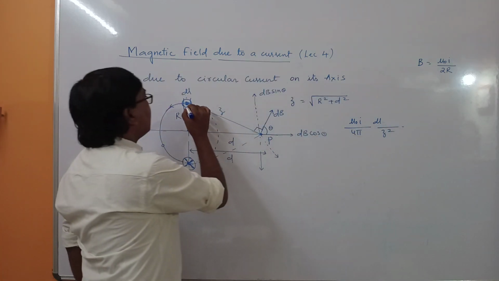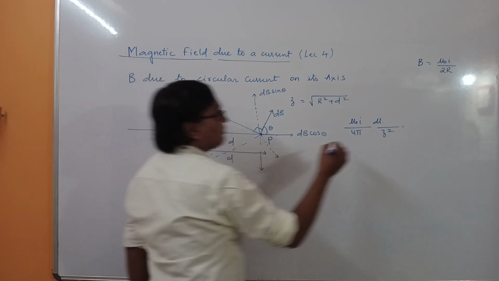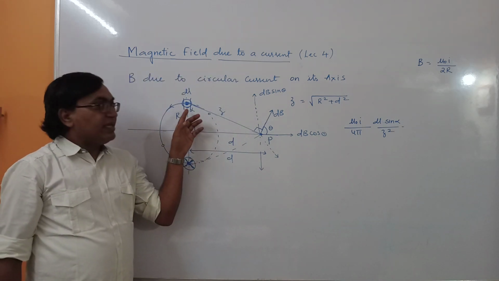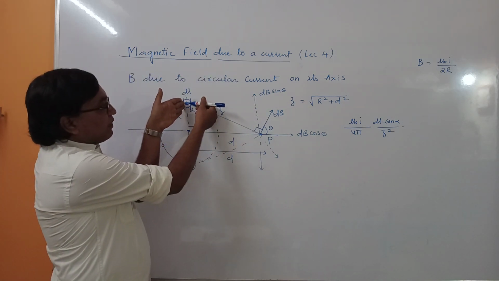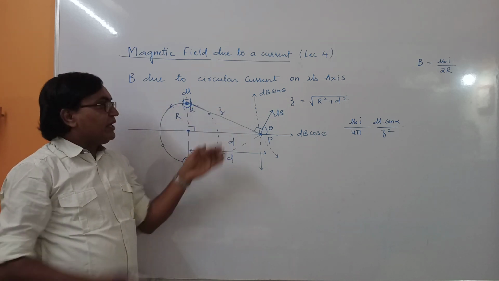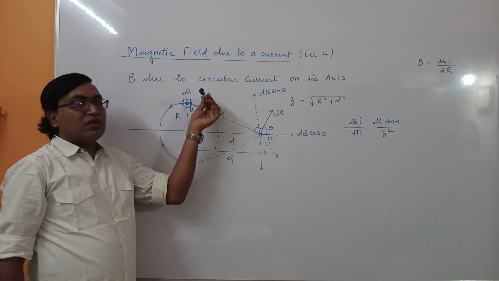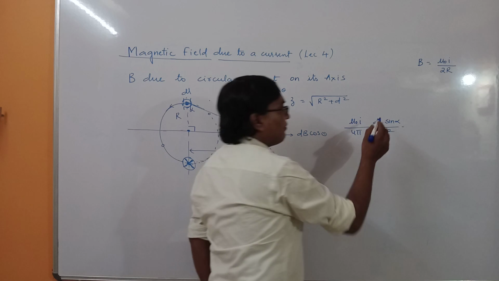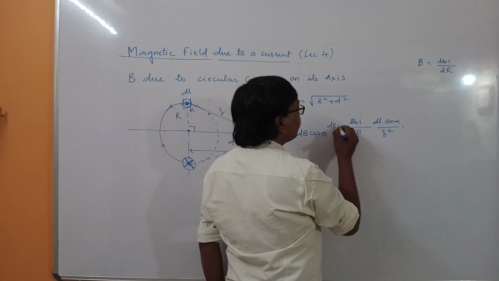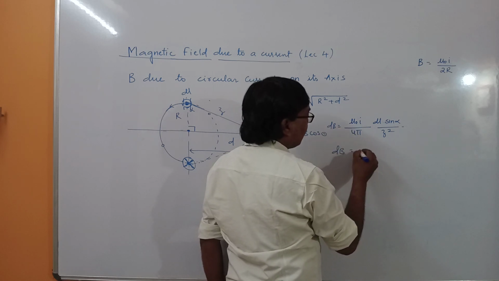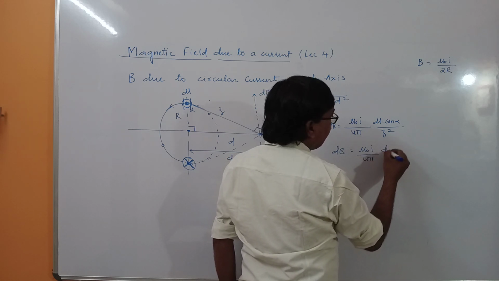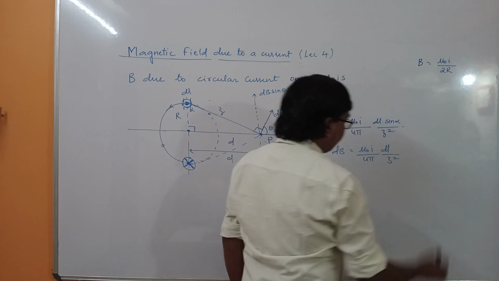So let us take this angle for the time being as alpha. Then sin alpha, so this alpha is 90 degrees, because any line you draw in this plane will be perpendicular to the current element, because the current is entering like this. So sin alpha comes out to be 1, and this is dB. So dB is mu naught I by 4 pi dl upon z square.